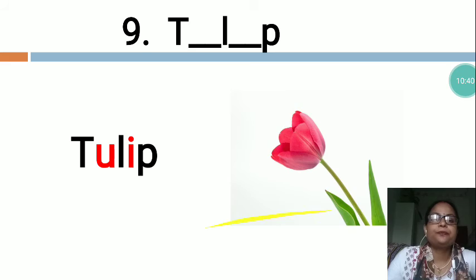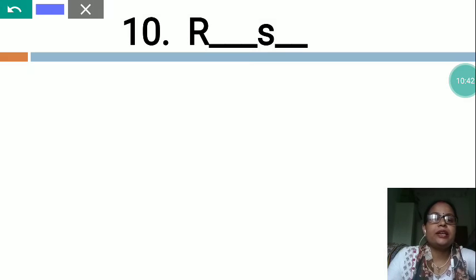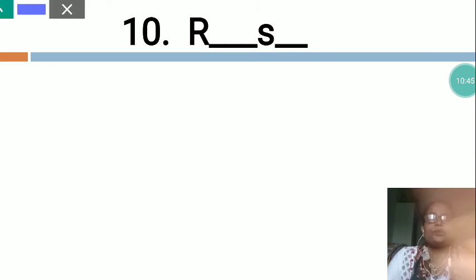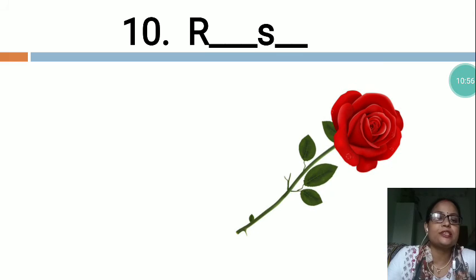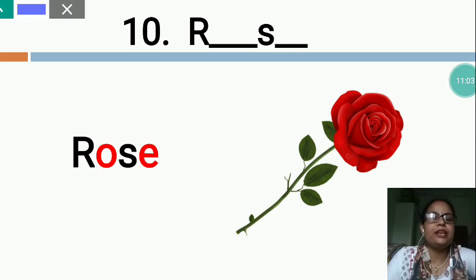Now the next is R dash S dash. So in this word also two letters are missing and we will have to fill the correct letter at the proper place. But which word is this? So dear students, I would like to give you the clue. You can see in this picture. This is also a flower, but which flower? Rose. R-O-S-E, rose. So dear students, after R we will write O, and after S we will write E, like this.